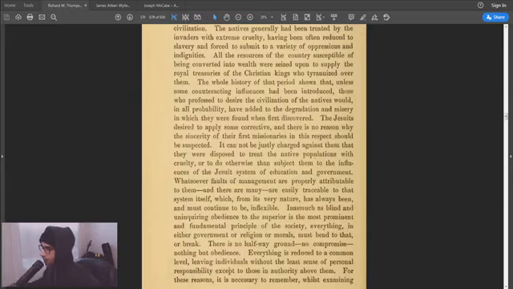Everything is reduced to a common level, leaving individuals without the least sense of personal responsibility except to those in authority above them. Now look at today.